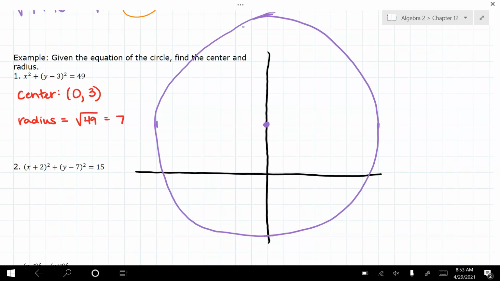Okay, so you guys try number 2. Pull your center, pull your radius. You might get a decimal for your radius, so you'll have to estimate where you think that's at.